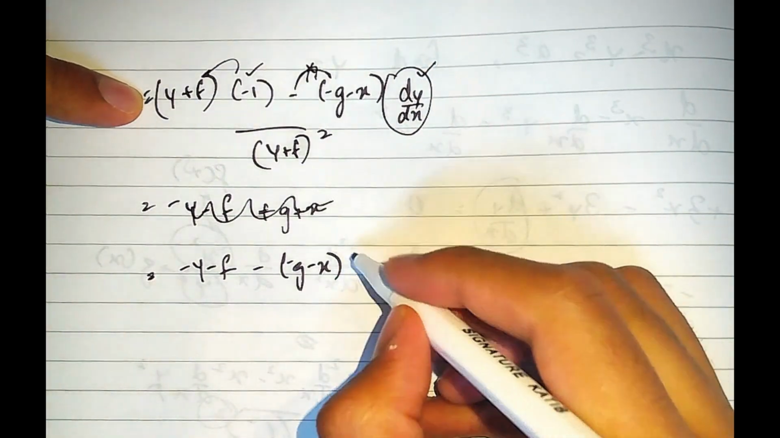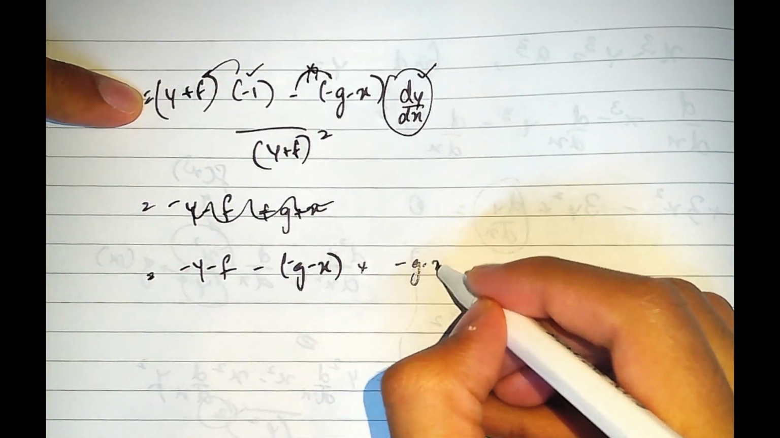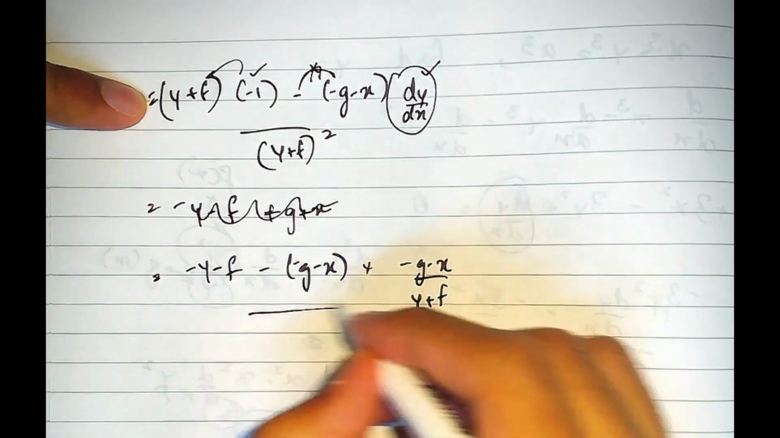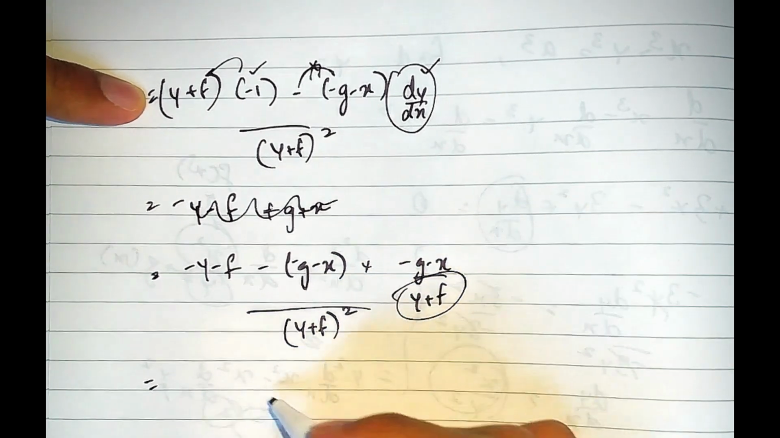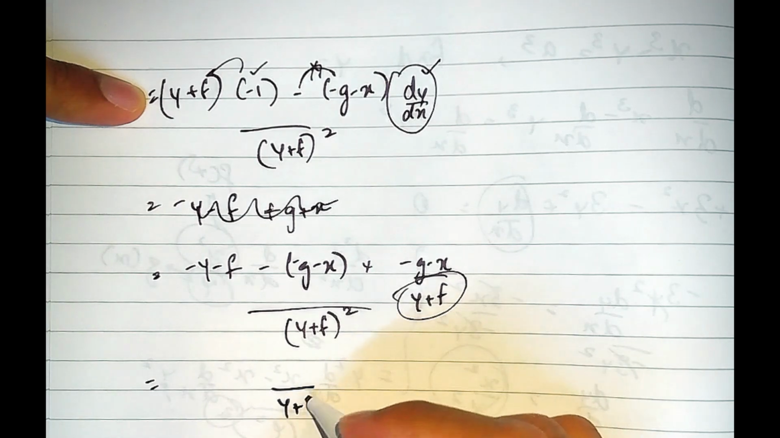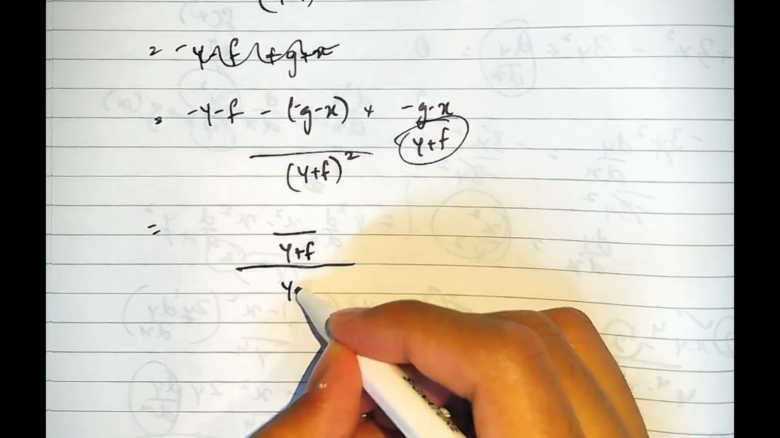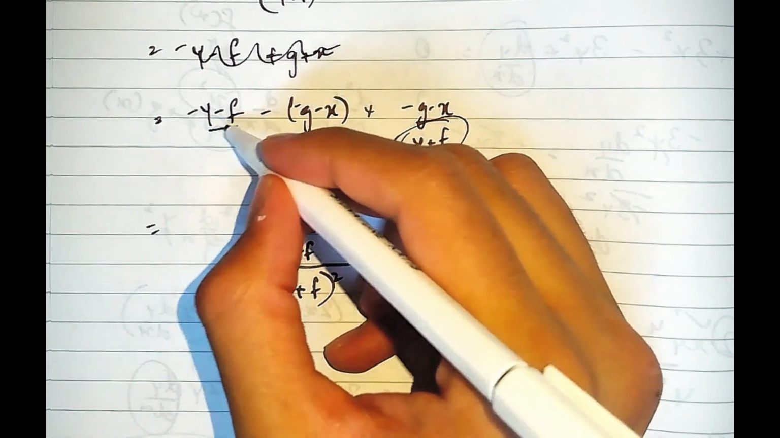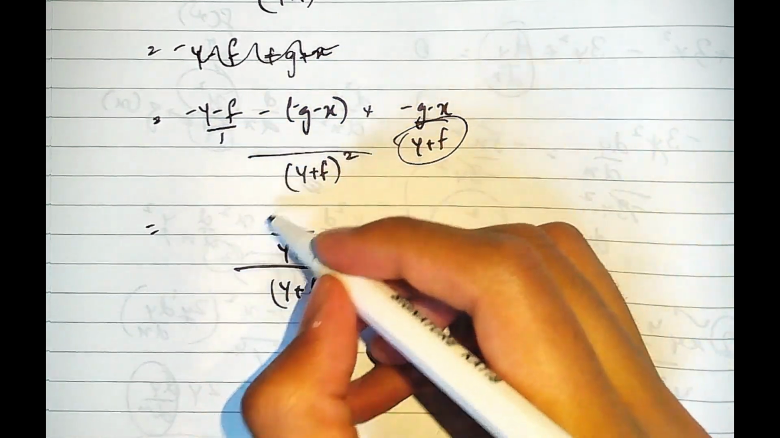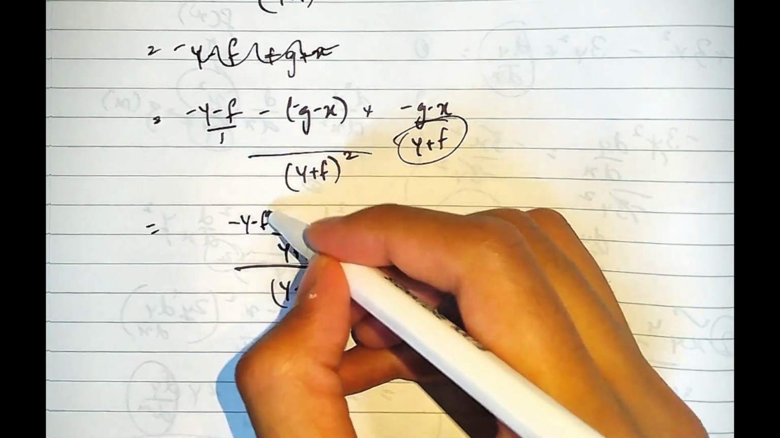Okay, so what was the value of dy by dx? It was negative g negative x divided by y plus f. So we can just take the LCM right over here. So we have y plus f, and over here we have the actual denominator. So if we multiply y plus f with this term right over here, because we are having 1 by default, so we will have negative y negative f y plus f.